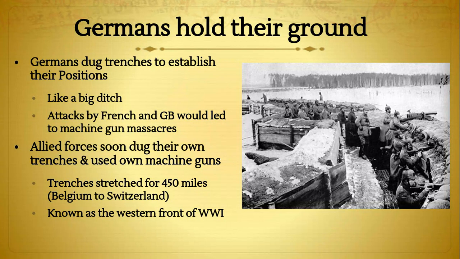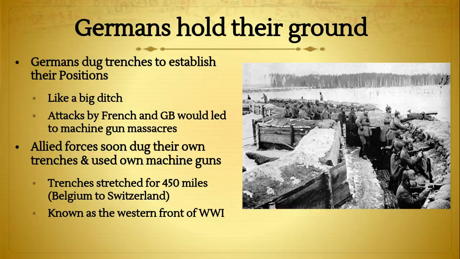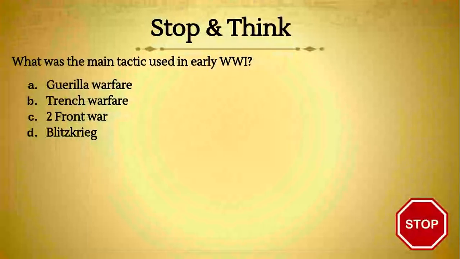And this is going to be all over Europe, known as the Western Front. They're going to dig miles and miles of trenches. So 450 miles to be exact. So if you really want to get down to it, this is probably close to the Quad Cities to Des Moines and back worth of trenches. That's about 450 miles. Might be a little bit short of it, but still, that's a lot. So, question number one. What was the main tactic used in World War One?